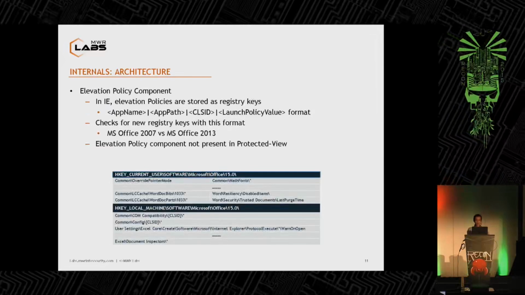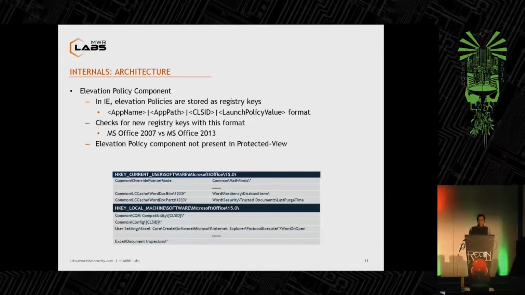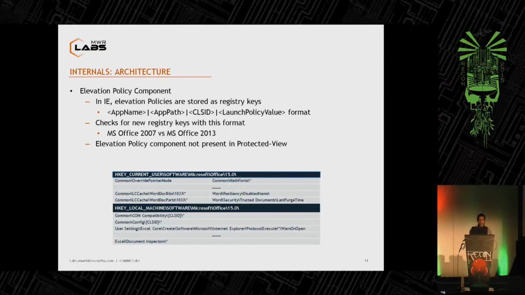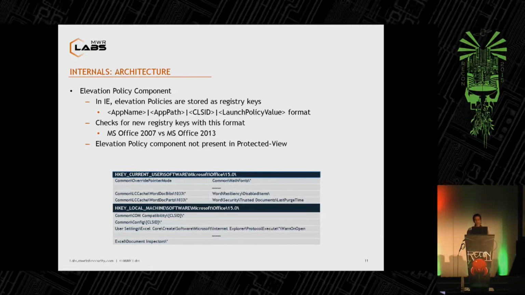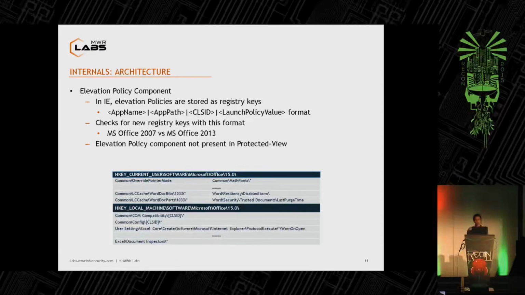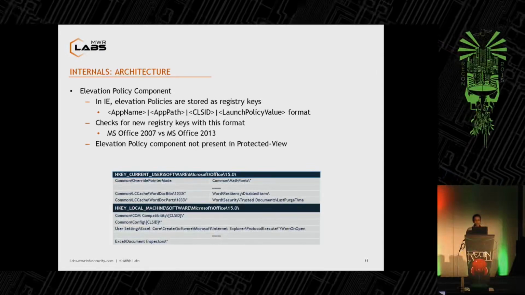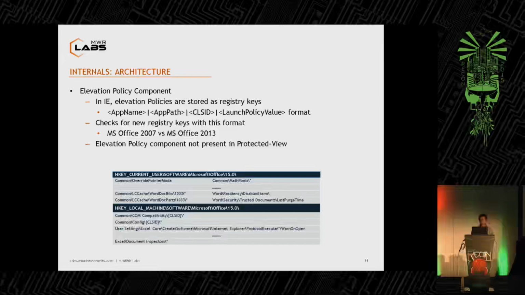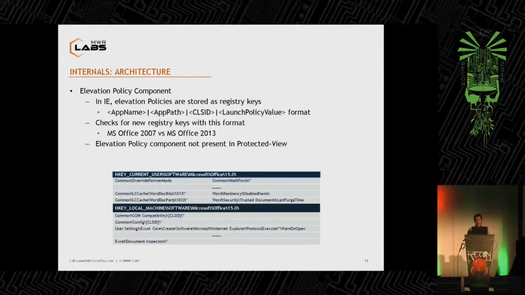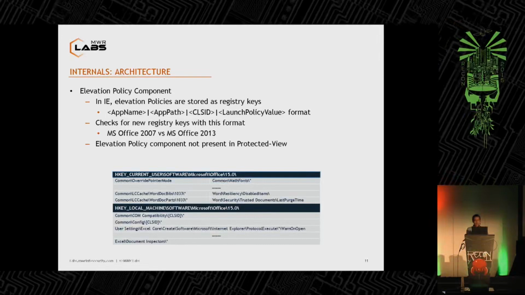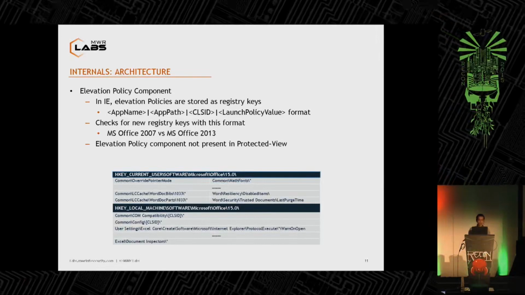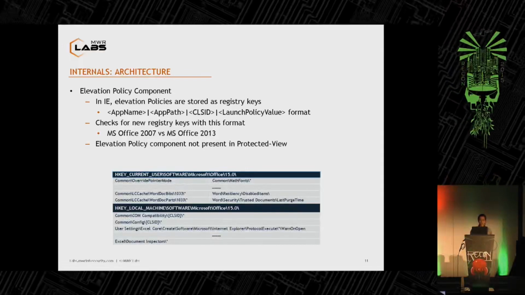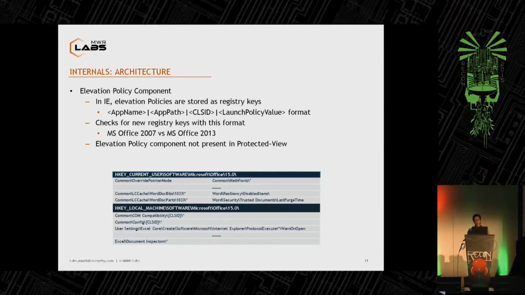And since the intersection component is not present, it is likely that the elevation policy will not be present as well, since both are related. But nonetheless, we will still do another check, but this time from another perspective. Now, we know that the elevation policies are stored as registry keys in the application name, application path, CLSID, and launch policy value format. And the manager will check this registry to decide whether the requested process or COM should be started. Therefore, our check would involve first filtering out the new registry keys introduced between Office 2007 and Office 2013. And from this, we check whether they have a similar key value format.